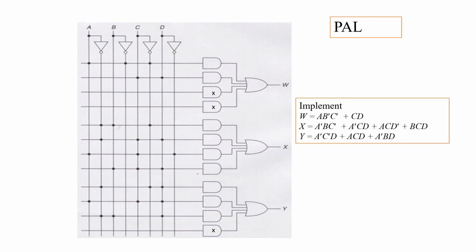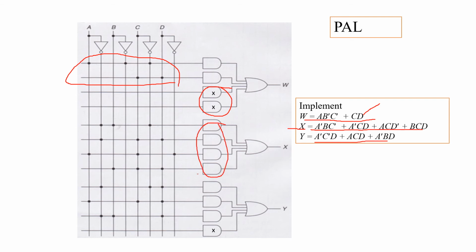So let us implement. In this output 2 product terms are there, and in this output 4 product terms are there. To implement this particular output, how many AND gates are required? 4 AND gates are required. For this only 2 AND gates are required. For this 3 AND gates are required. So to implement W, 2 AND gates are required, and the remaining 2 are unused. So here AND gates are programmed like this, and OR gates are fixed. To implement X, 4 AND gates are used to implement 4 product terms, and here 3 AND gates are used to implement 3 minterms in Y, and 1 is unused.